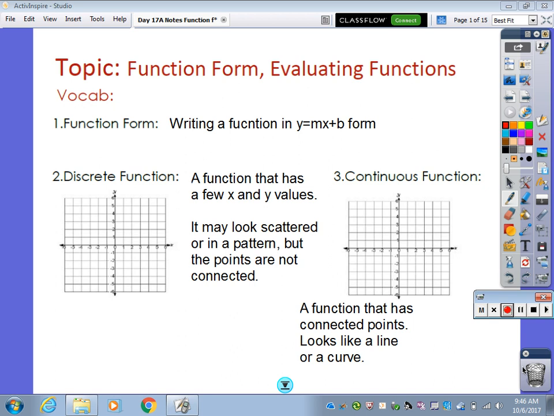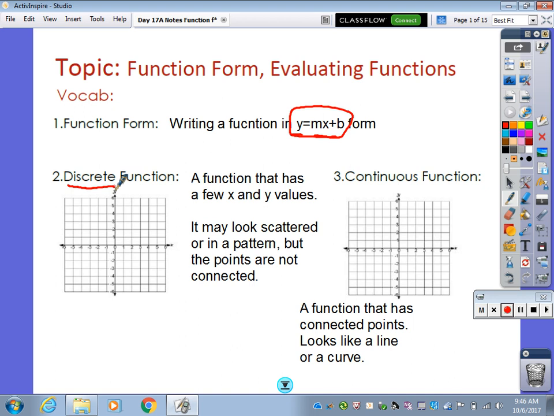Hello everyone. Today we will look into evaluating functions and function form. Function form is writing a function in y is equal to mx plus b style. We have a couple of different types of functions. One of them is a discrete function. A discrete function has a few x and y values.